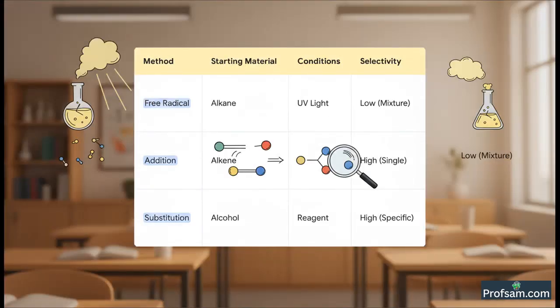Just look. If you start with an alkane, you're pretty much stuck with the free radical method. You need UV light, and you have to accept that you'll get a messy mixture because of low selectivity. But if you're able to start with an alkene or an alcohol, you can use these much better methods, which give you high selectivity and one clean, predictable product.